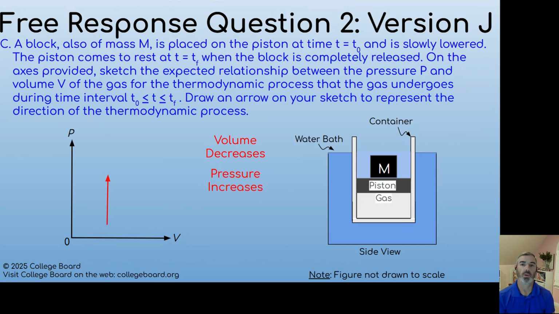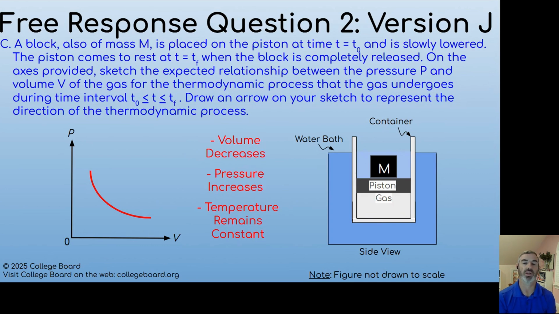Now, the shape is what is important in this case. Because pressure and volume have an inverse relationship and temperature remains constant because of the water bath, we know that we're going to have an inverse graph drawn for our PV diagram. Now, we also need to draw an arrow. That last sentence says to draw an arrow on your sketch to represent the direction of the thermodynamic process. Well, we just determined that it's going to be left and up. So we're going to add the arrow on the end, and we have our PV diagram representing the thermodynamic process when the block is placed on top.